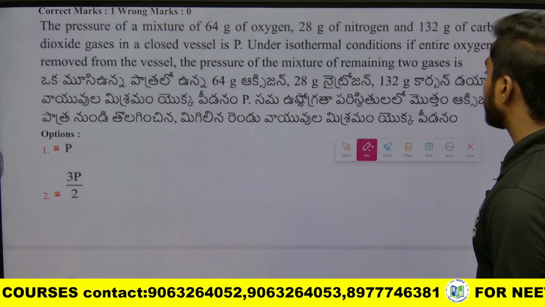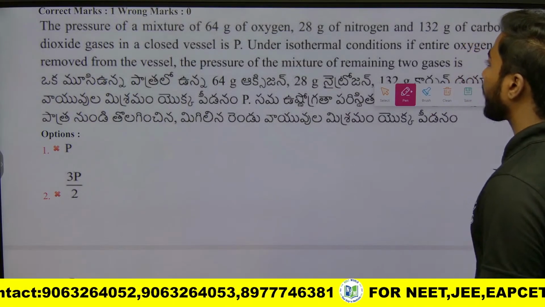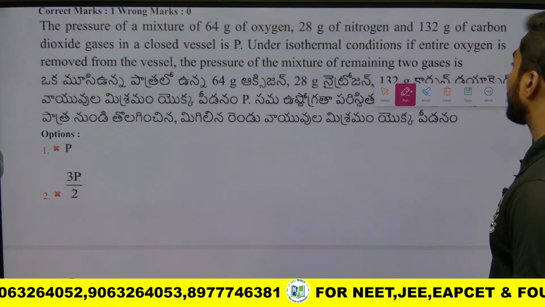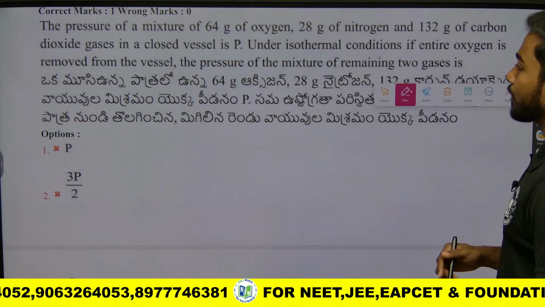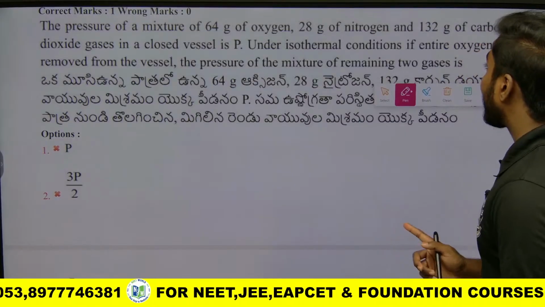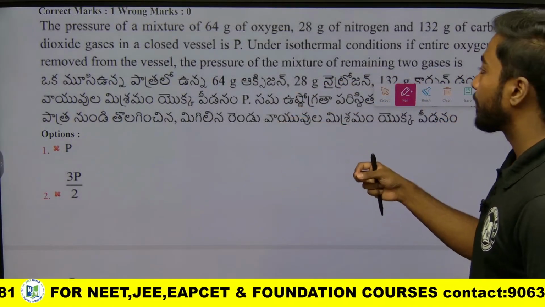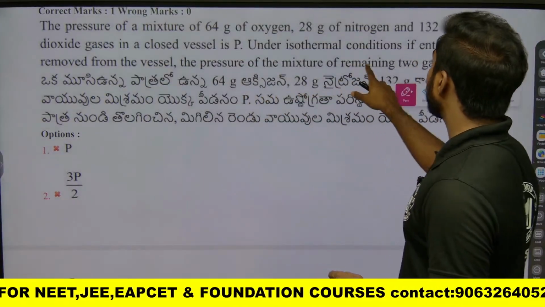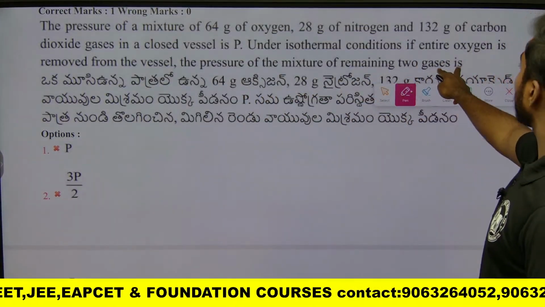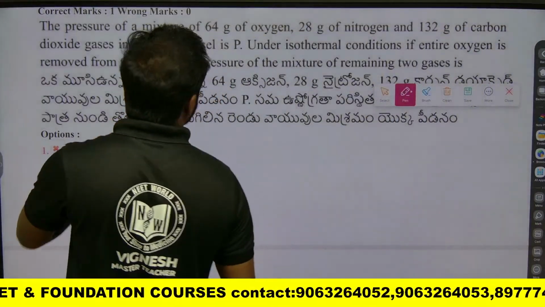The question is given: the pressure of a mixture of 64 gram of oxygen, 28 gram of nitrogen and 132 gram of carbon dioxide gas in a closed vessel is P. Under isothermal condition, if entire oxygen is removed from the vessel, find the pressure of the mixture of the remaining two gases. So the remaining two gases are nitrogen and carbon dioxide. I need to find the pressure. First, what is given here?